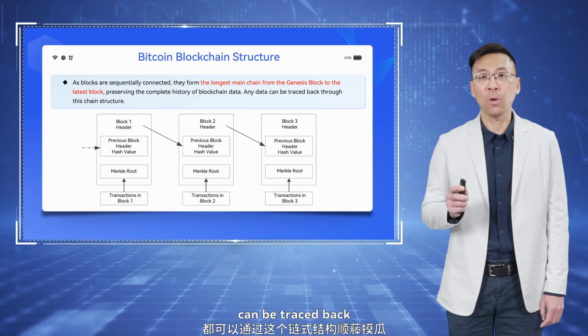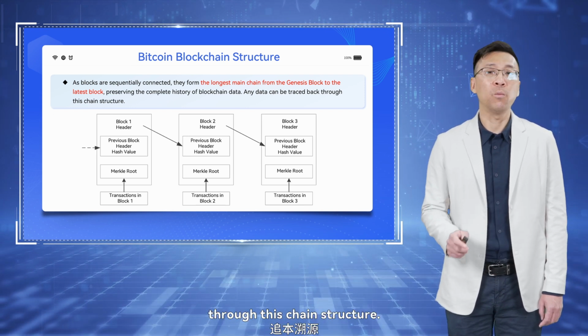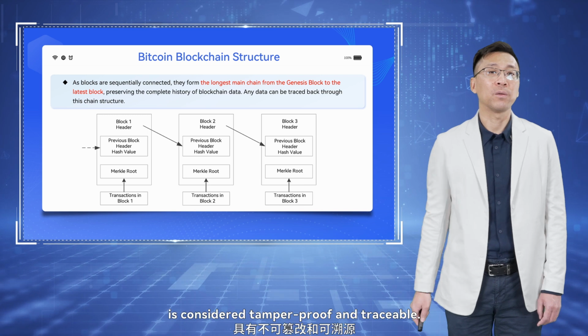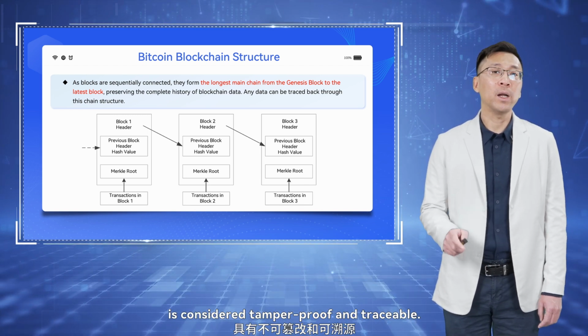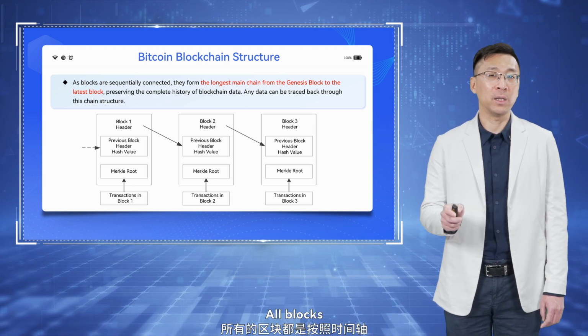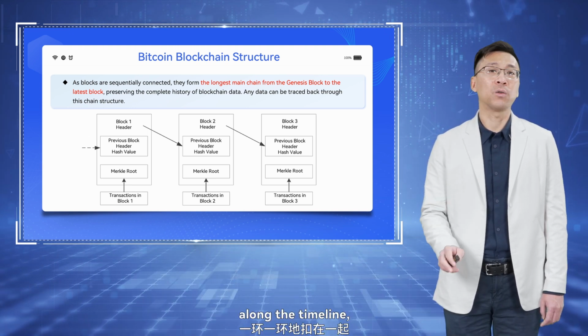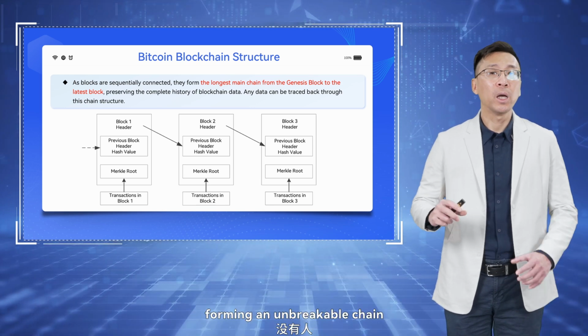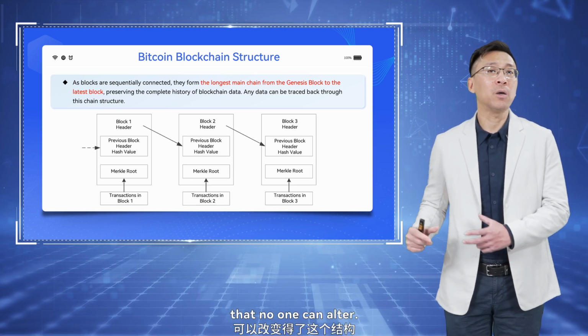Any data can be traced back through this chain structure. This is why blockchain is considered tamper-proof and traceable. Its characteristics lie in this structure. All blocks are interlinked step by step along the timeline, forming an unbreakable chain that no one can alter.